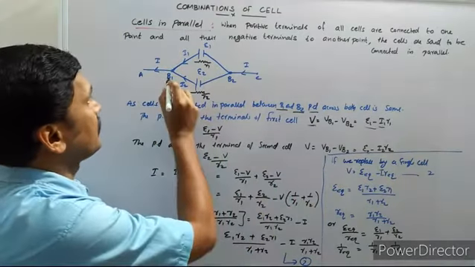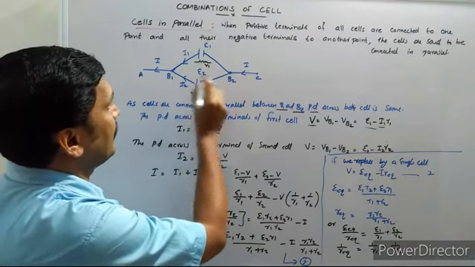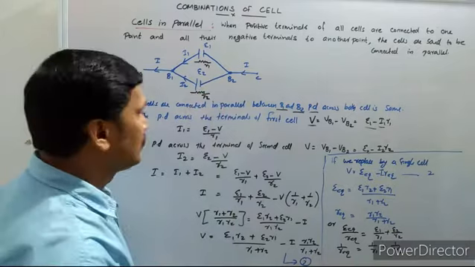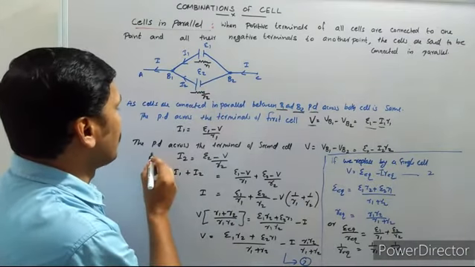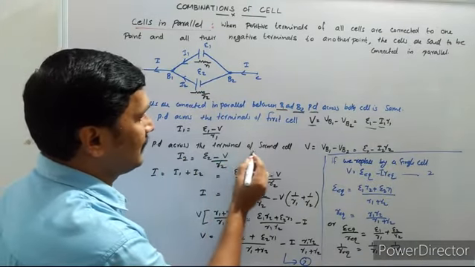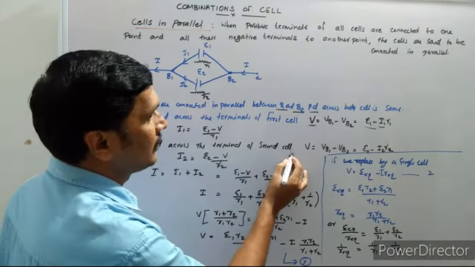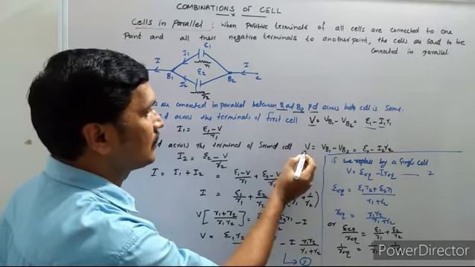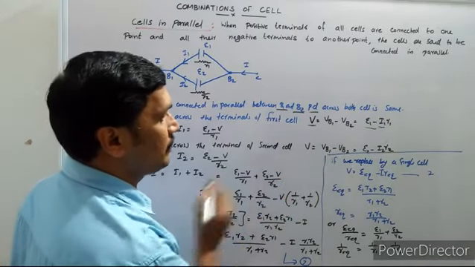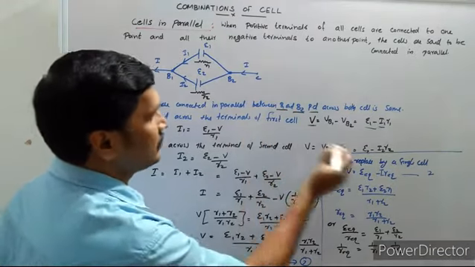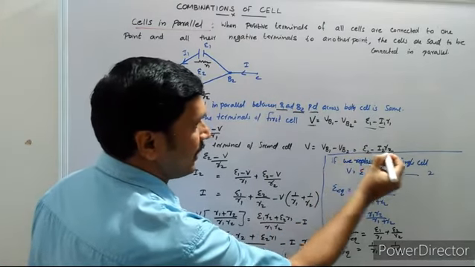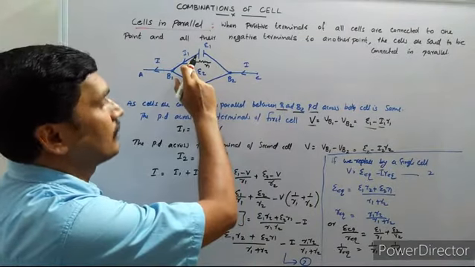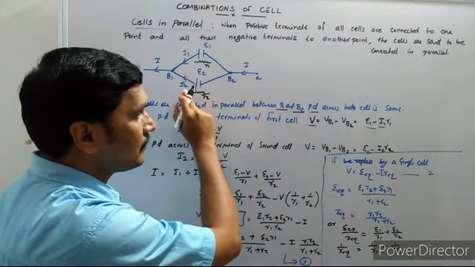Now see what is the potential difference between B1 and B2 through the cell E2. That is the potential difference across the terminals of the second cell. Both are the same actually: V is equal to VB1 minus VB2, that's equal to E2 minus I2 R2. I2 is the current drawn from the second cell.